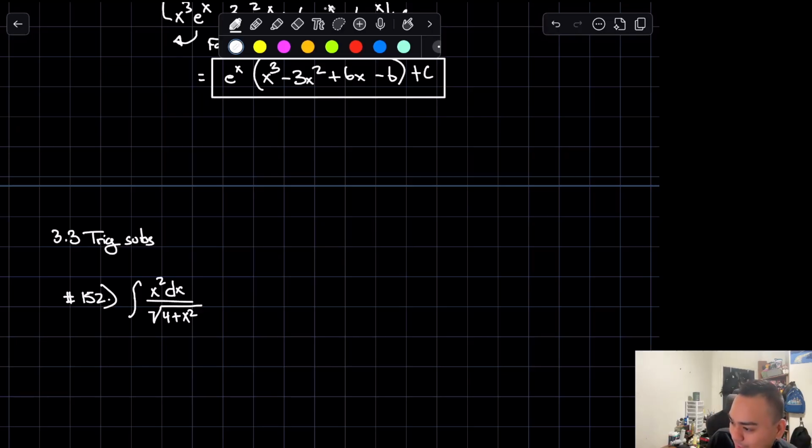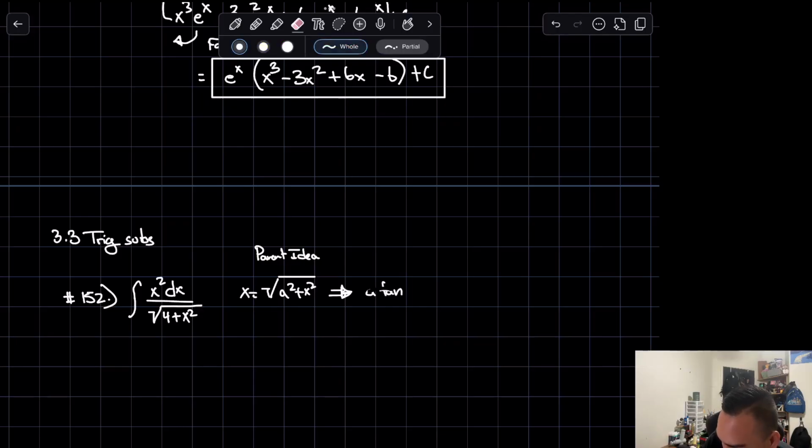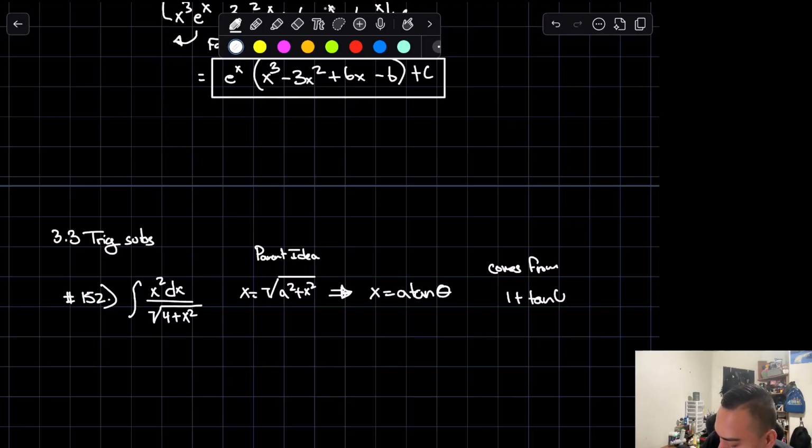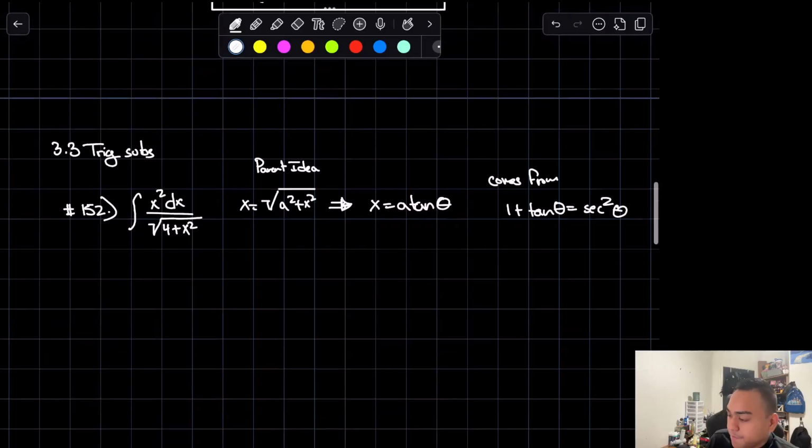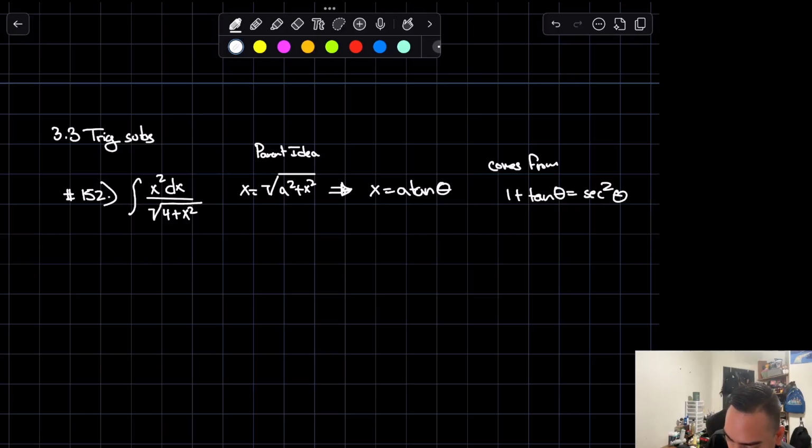So my thought process is, there's this parent idea of, this is a property in trig that we have. It's a squared plus x squared is equal to, so this is x, right? It's going to become x is equal to a tan theta, and it comes from 1 plus tan squared theta is equal to secant squared theta. So if you square root both sides, it becomes that, right? So what we can do is we can identify what our a is.